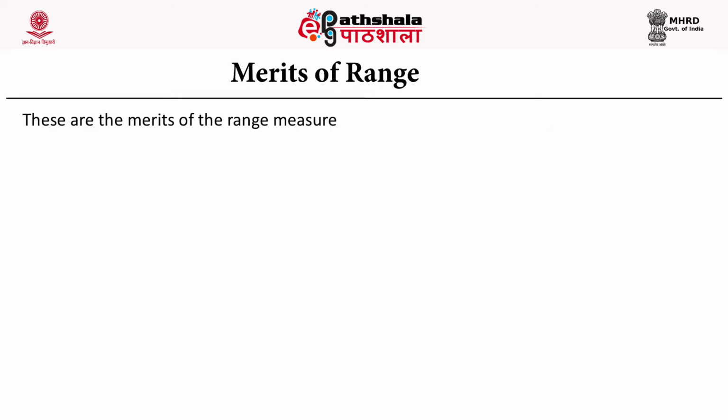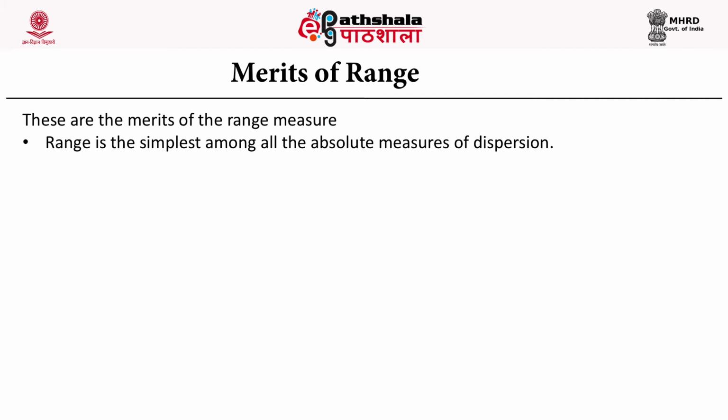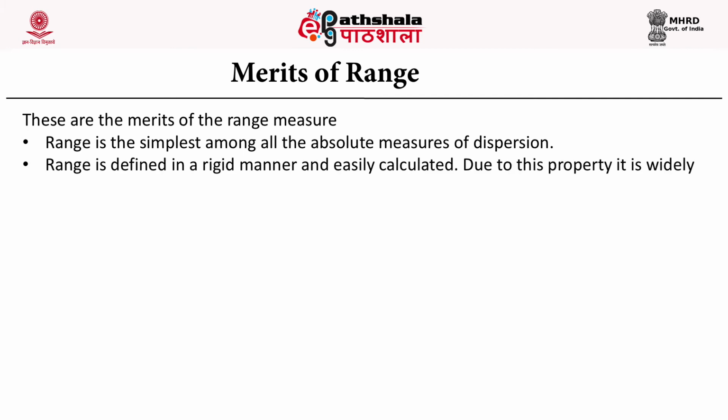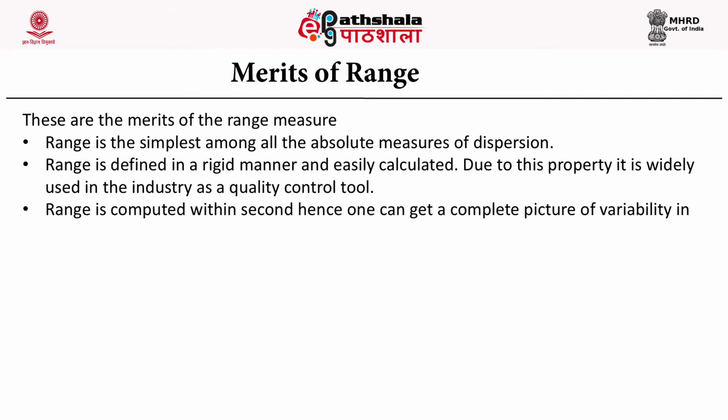Now we will discuss the merits of range. There are a few merits of range, and these are: range is the simplest among all the absolute measures of dispersion. Range is defined in a rigid manner and easily calculated. Due to this property, it is widely used in industry as a quality control tool. Third, range is computed within seconds, hence one can get a complete picture of variability in the dataset in a short time period.